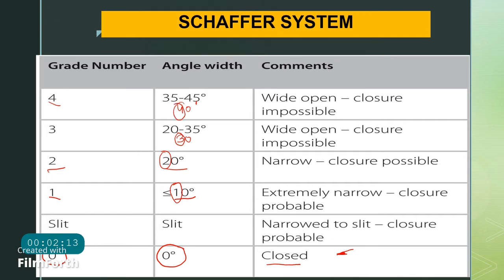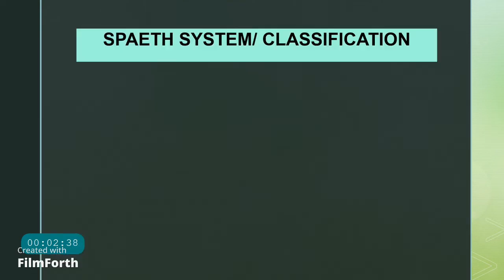Now in this system of grading by Schaffer, you can see that grade 4 is a wide open angle, and grade 3 is also a wide open angle. From grade 2 onwards to 0, those are the narrow to closed angles. So this is how you are supposed to remember. What is important here is that grade 4 means a 40 degree angle width, and that means it's a wide open angle.